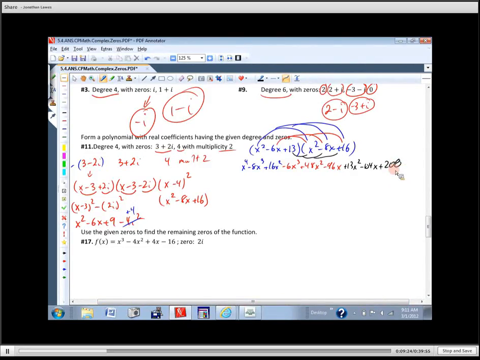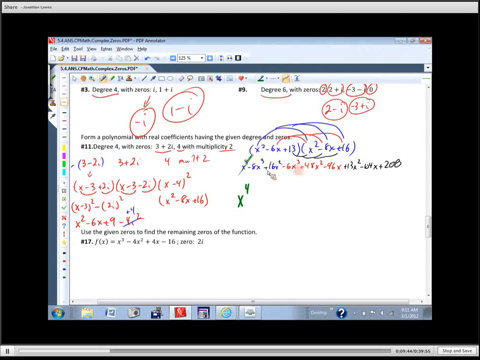Okay, let's count. 1, 2, 3, 4, 5, 6, 7, 8, 9. There are the 9 terms that we need to collect. So I'm going to change colors here. I'm going to go through and collect like terms. There's only one x to the 4th, so I'm done with that one.